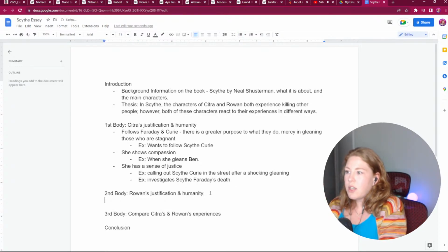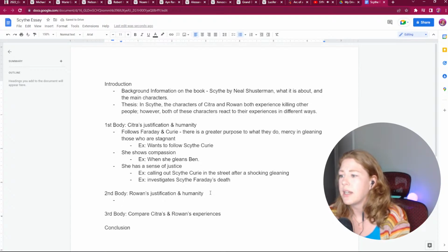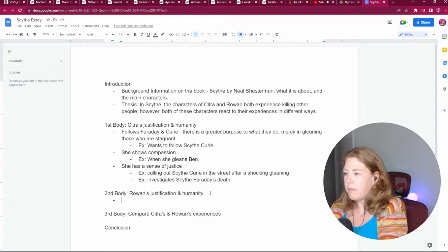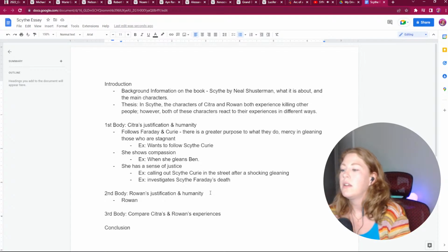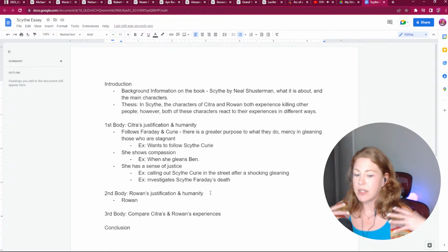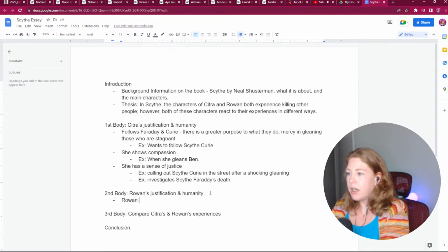Okay, let's go to Rowan now. He's going to be a little bit harder to do. How does Rowan justify what he does? I think there's two ways. Why does he go into it? If you think about his purpose, right? He's already a pariah, right? He's already been cast out from his school, from his family. So he's trying to find a greater purpose, I would say.